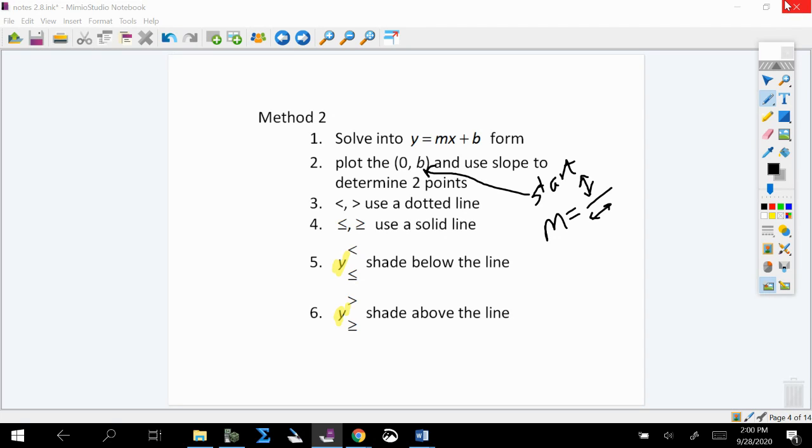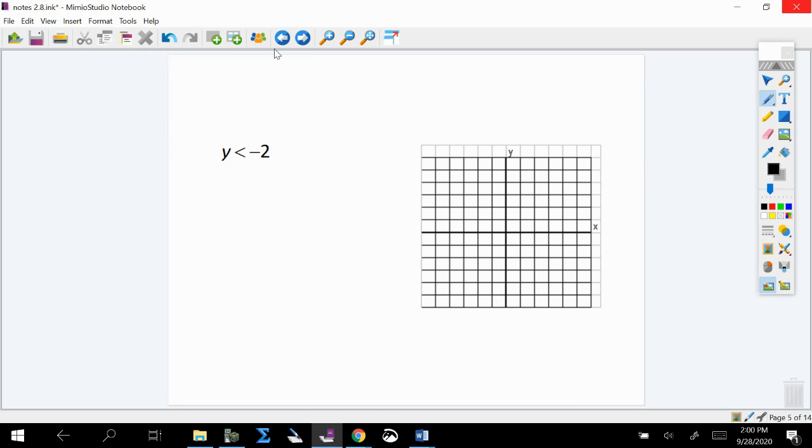Instead, what you're going to do is shade either below or above, depending on the inequality. If it is a less than sign, you're going to be shading underneath the boundary line. If it's a greater than sign, you're going to be shading above the boundary line. And again, I can show you how all this happens on Delta Math. So here we go. I want to start with some really basic ones, some of the special cases.